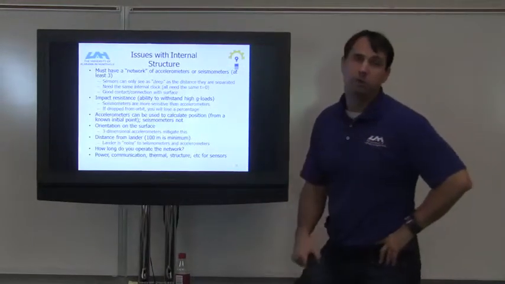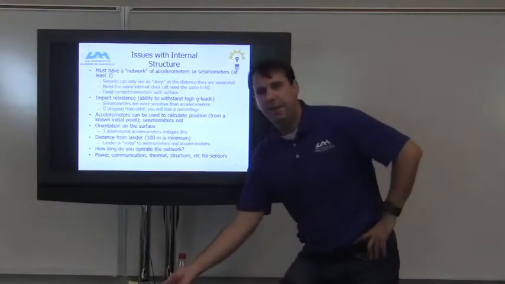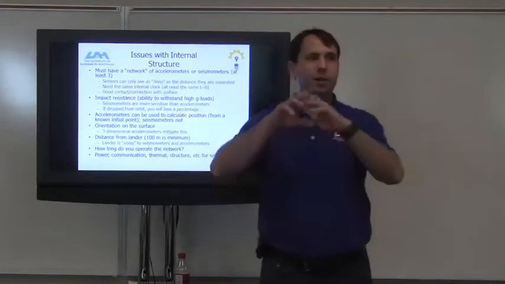So, also you'll use an IMU and an accelerometer to determine internal structure. The issue with internal structure is you have to have a network. I told you that on Earth we've got what?